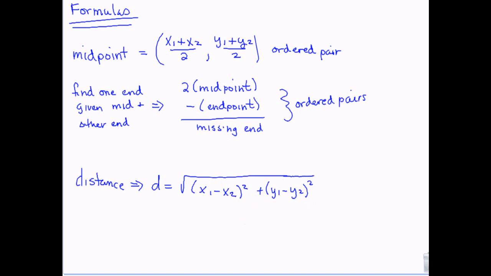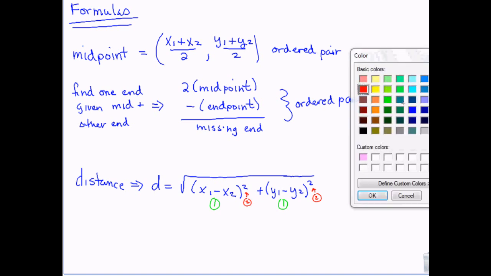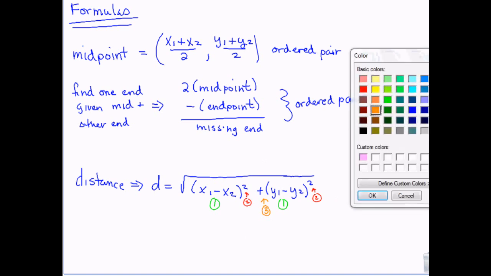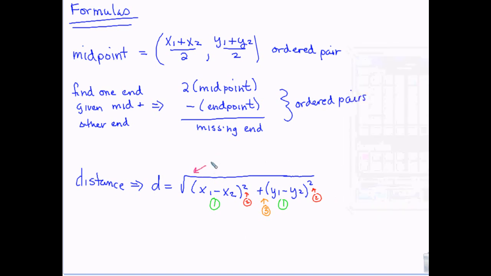Okay. First, you do the subtraction. Second, you square it. Third, you add it. And finally, fourth, you square root it. Okay, so that's the order you have to do things in. Subtract in the parentheses first, then square both your answers, then add those two together, and then take the square root of whatever you got.